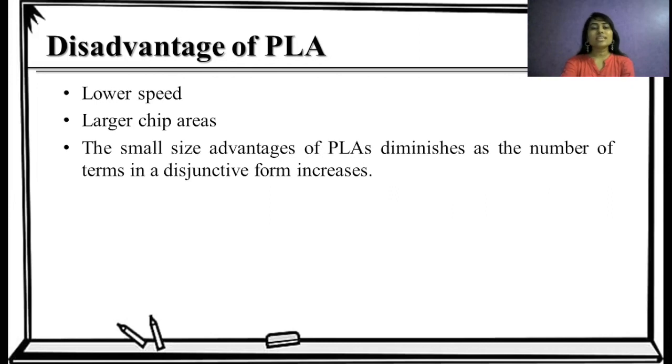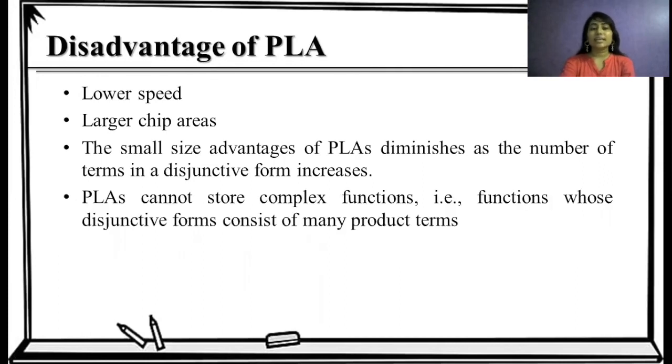The small size advantages of PLA diminish as the number of terms in a disjunctive form increases. So if we have a larger number of terms, this small size advantage of PLA is basically overcome. This PLA cannot store complex functions, because they are functions whose disjunctive forms consist of many product terms. So this PLA cannot store complex functions.